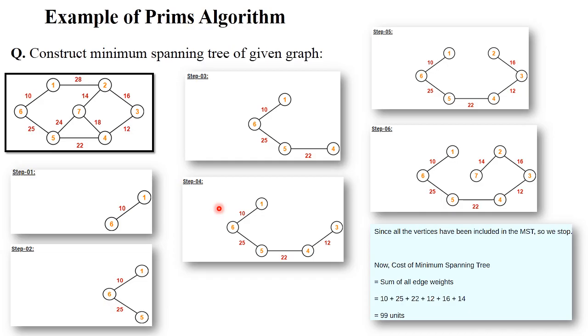Next step, now check the shortest path between vertex 1 and vertex 3. So check 1 to 2 is 28, and from 3 to 2 is 16.